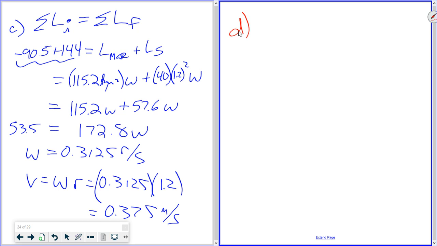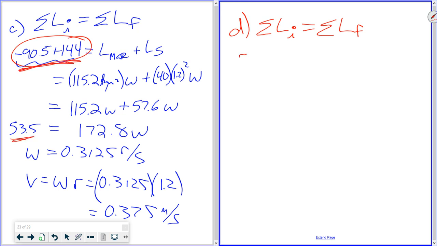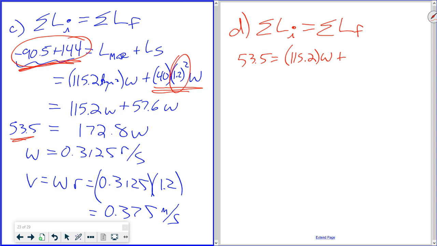Okay? So we're going to have the total angular momentum before she began crawling, which notice is still this, equal to the total angular momentum after she crawls to the center. Okay? So the left-hand side of my equation is still this. So we're going to have 53.5 equals, well, the angular momentum of the merry-go-round is still going to be 115.2 times some omega, plus the angular momentum of Sally. Well, it's still this, except her radius has changed now, right?